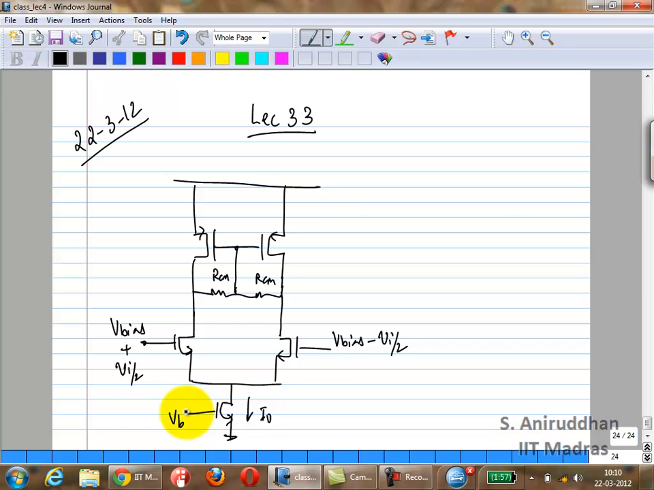I'll call this VB and 1, 2. Okay, so what is the small signal current through these? Actually, what is the total current? Let me call this I1 and I2. What is I1? The total current.